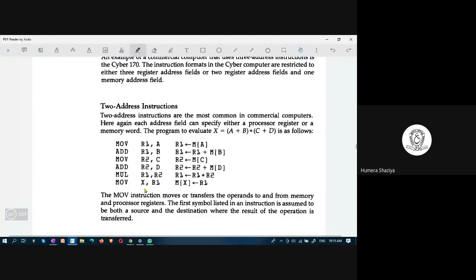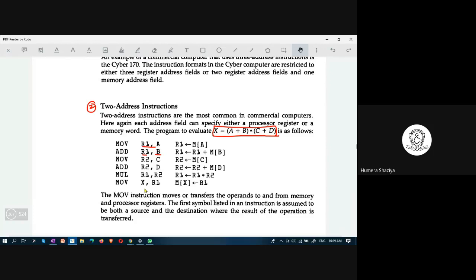How can you implement the same statement using two address instructions? In this two address instruction, you have to first move A into R1. Then add the contents of R1 with B. Since R1 already has A, it is like R1 equals R1 plus M of B, which is equal to A plus B.